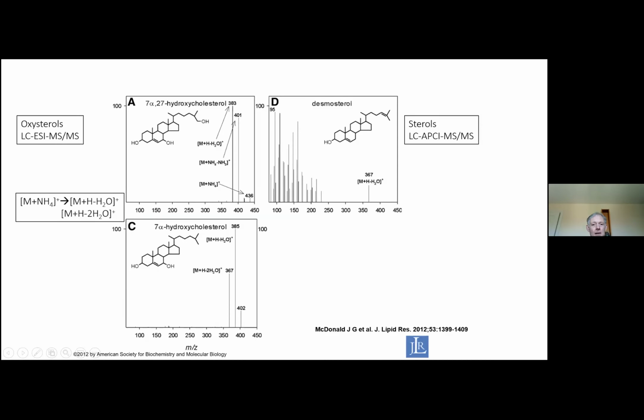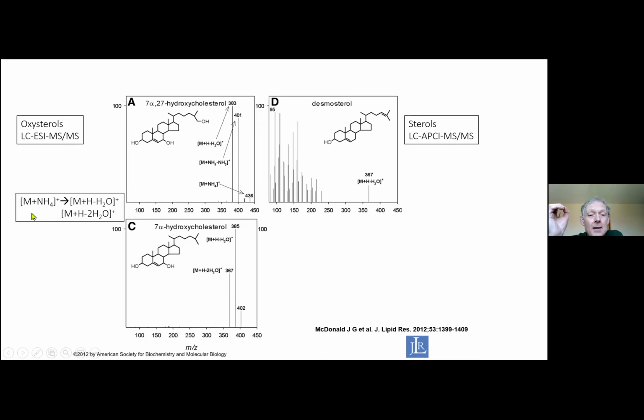So in the LC-MSMS method, they're using ammonium acetate as an additive. For oxysterol analysis, they used electrospray, while for sterol analysis, they used APCI. So I'll just show you here a couple of MSMS spectra of oxysterols. And really the point I'd like to make is that in this particular case where you've added ammonium, you get the ammonium adduct as the parent ion.